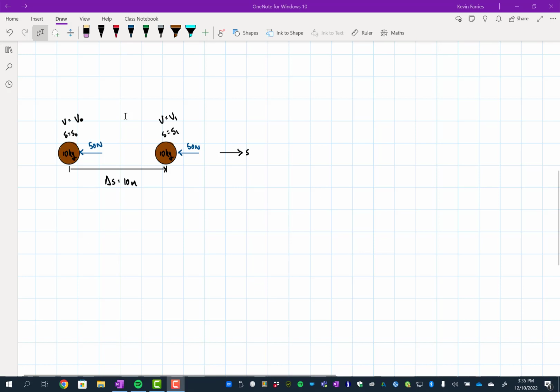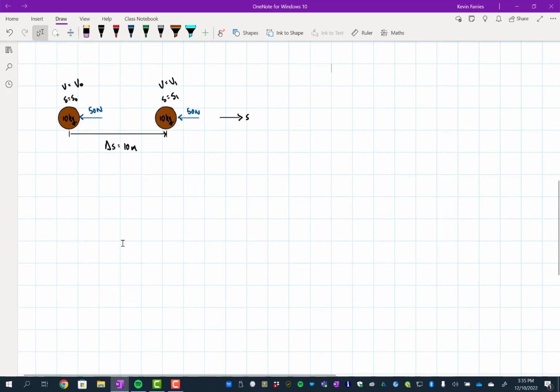So unlike kinetic energy, remember kinetic energy, the equation's a half mv squared. You're squaring that velocity, and therefore this is always going to be positive. It's a positive scalar. However, when you're talking about work done by a force, it is scalar, but it could be positive or negative.